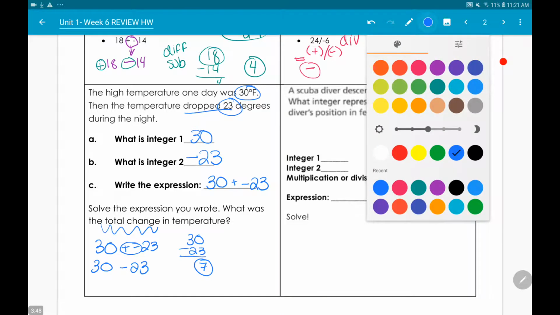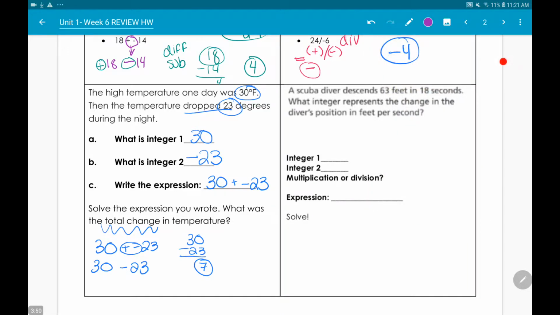Now I get 7. Now whenever we answer these questions, something we missed on our quizzes was writing the response. So the total change was 7 degrees. This is my final answer.